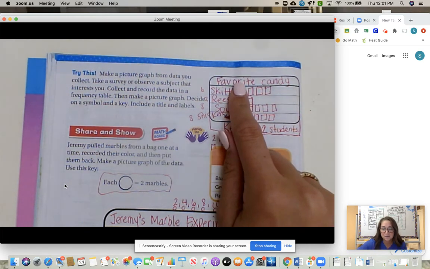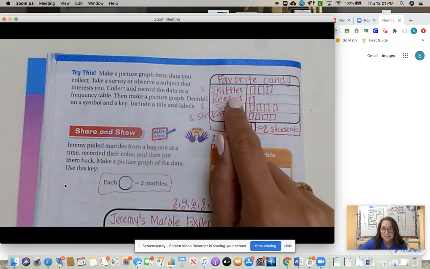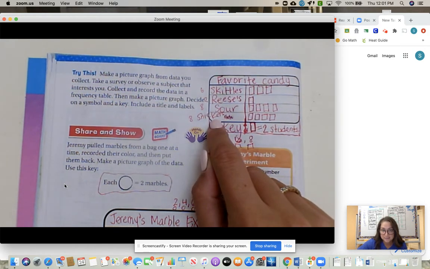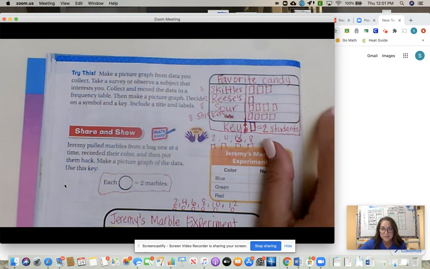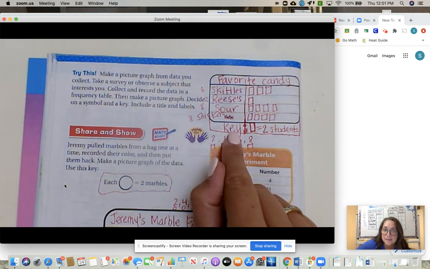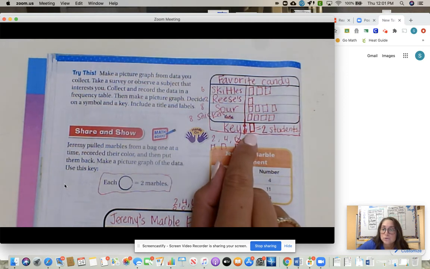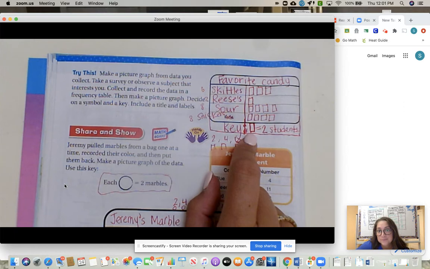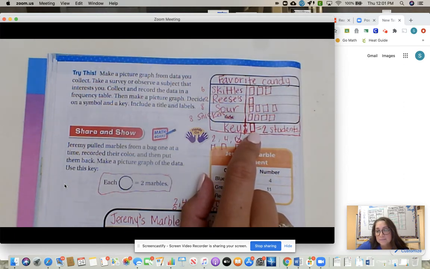I keep the title the same, favorite candy. I list the candies. This is all the same. Now we need a key. So you write key and then you choose a picture. I chose a rectangle because it's easy, simple. And we need to decide how many students will represent the one picture.